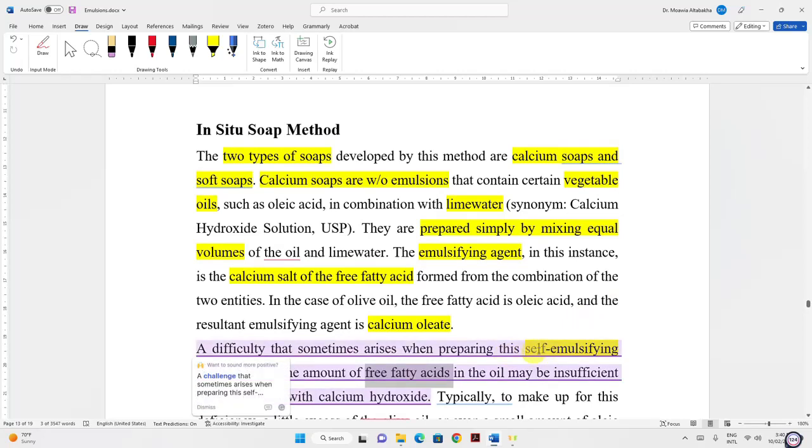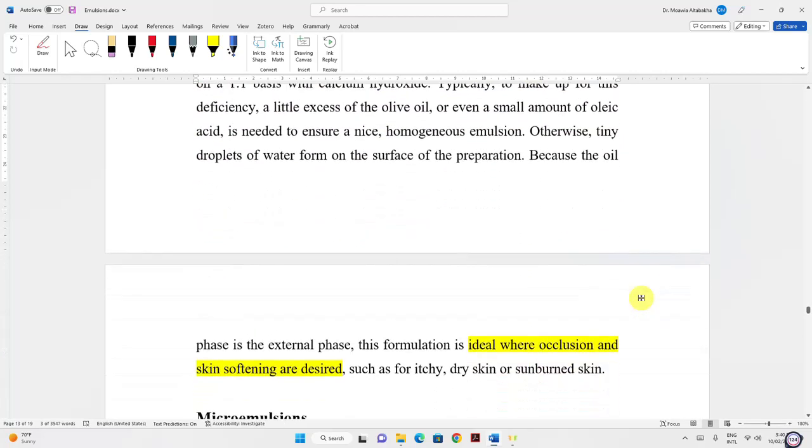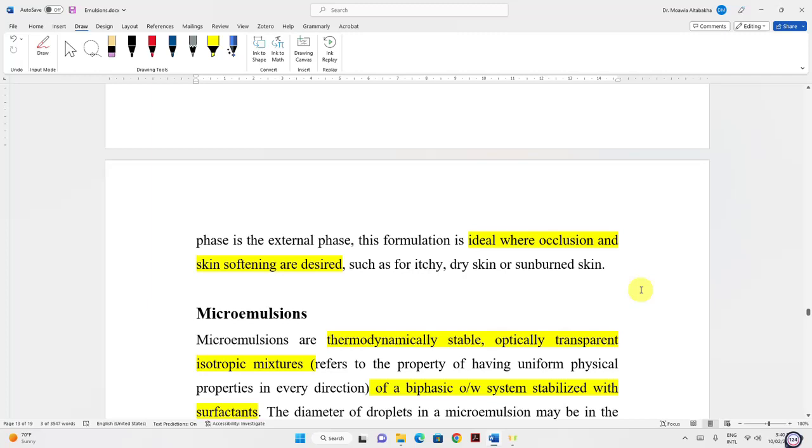Okay, so this is a self-emulsifying preparation. As I said, this is a water in oil emulsion. And because it's a water in oil emulsion, it's ideal where occlusion is needed, meaning I want to protect the skin, to exclude it from the external environment. And I want to soften the skin. Maybe the skin is dry, and I don't want the water to evaporate from the skin, so I may use it for dry skin.